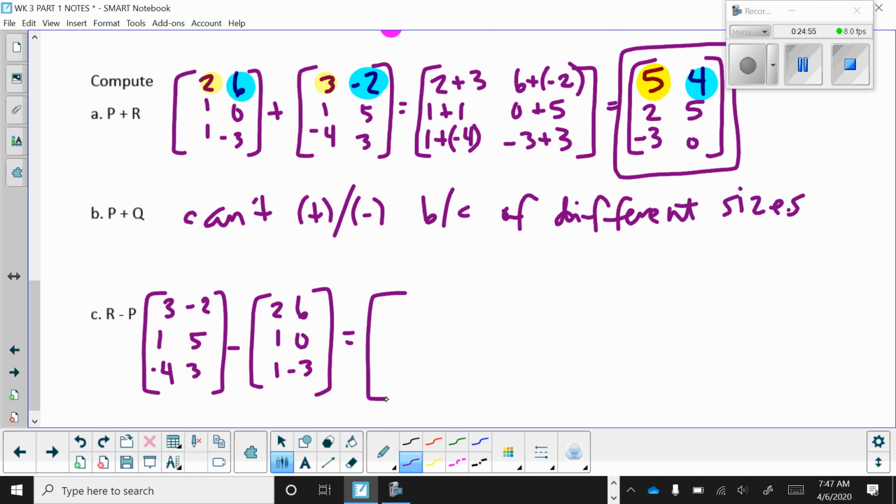So row 1, column 1. In fact, you pause the video right now and you finish this problem before you come back and see my work, okay?